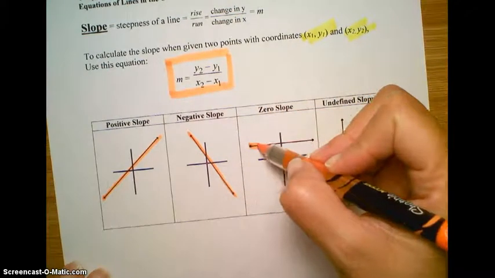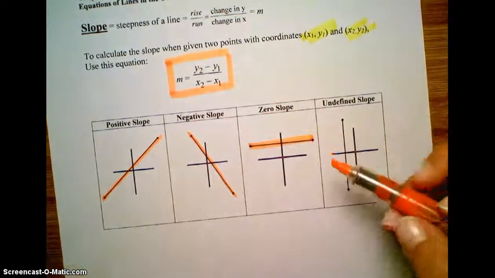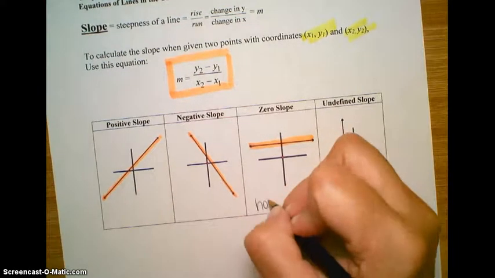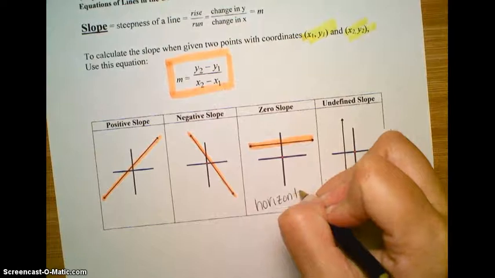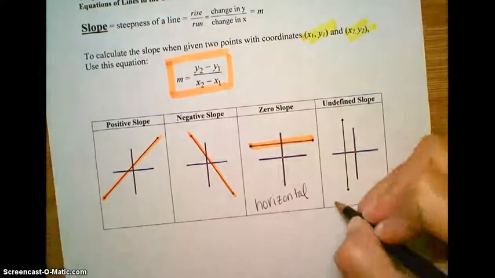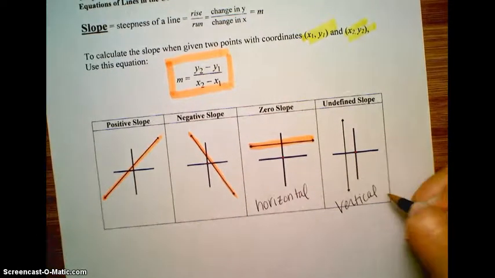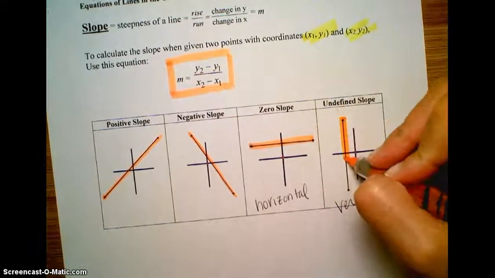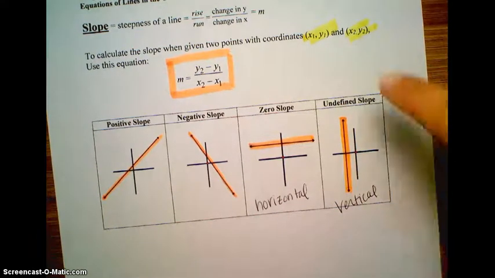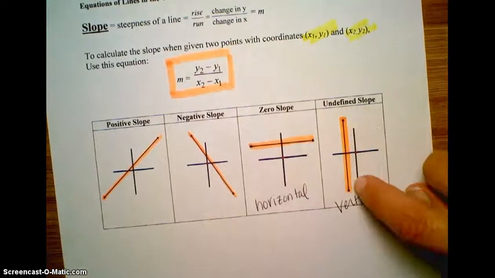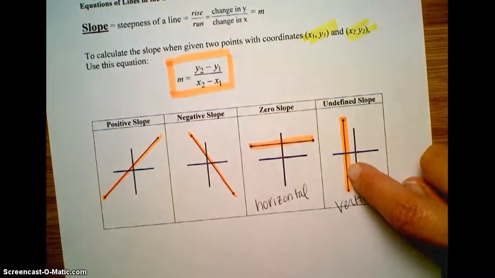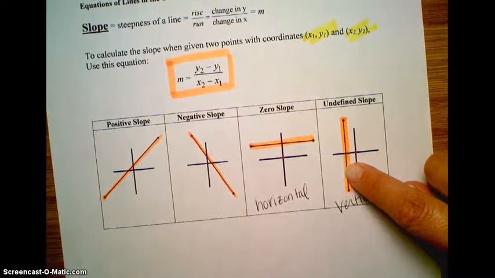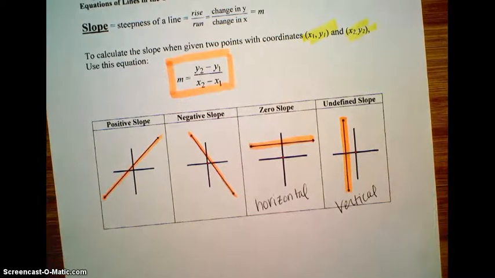A zero slope line is going to be a horizontal line, and a line with an undefined slope is going to be a vertical line. Okay, and again, that slope ends up being undefined because there is no change in x happening as you move from point to point on your line, and therefore you are dividing by 0, and it's impossible to divide by 0. Okay, we're moving on to page 2.